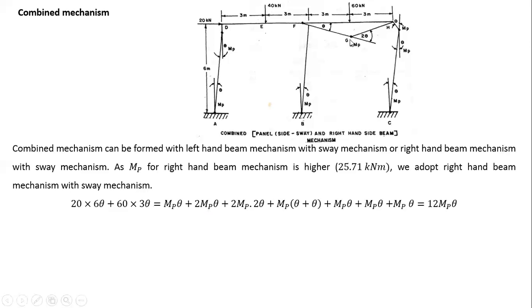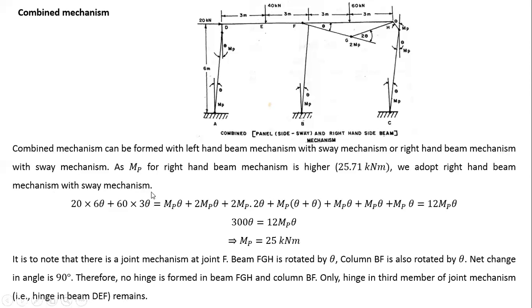Then consider this one. Twice MP times 2 theta. Then come here. MP times, this is my theta and this is my theta for this column. So theta plus theta. Then we have 1 MP theta here, 1 MP theta here, and 1 MP theta here. So the summation of all these is 12 MP theta. Equating the two, we will get MP is equal to 25 kilonewton meter.